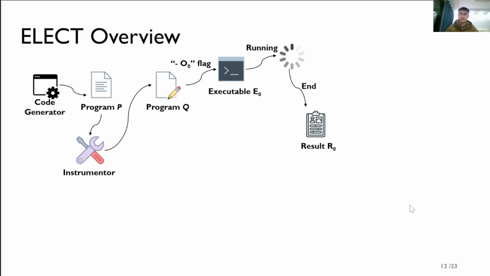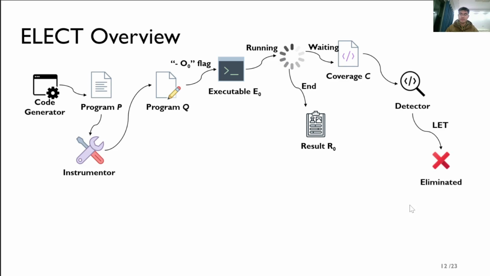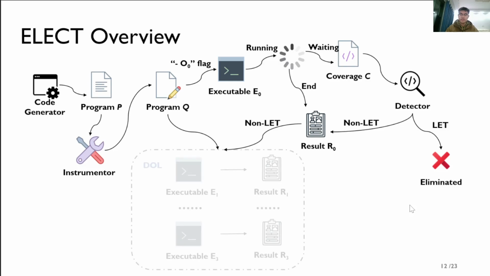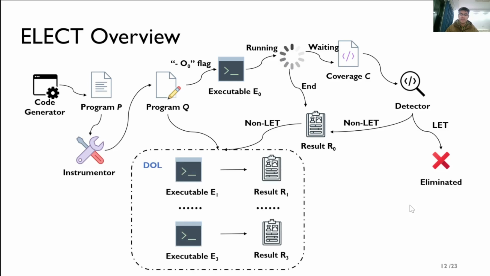If it is still running, we dump the coverage of the running executable, and then use the detector to check the coverage to find out whether Q is a LET program. If it is, eliminate Q, otherwise we will wait for E0 to get the result. After getting the result, we then feed Q to the compiler with other options such as O1, O3, and so on. Notice that this is the rest part of DOL.